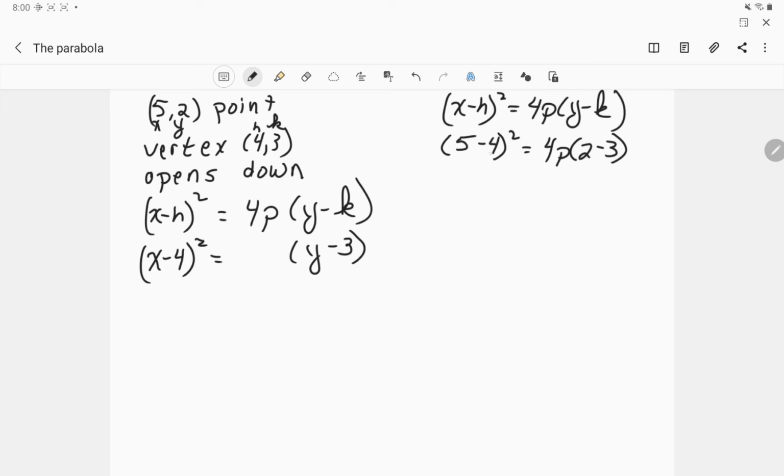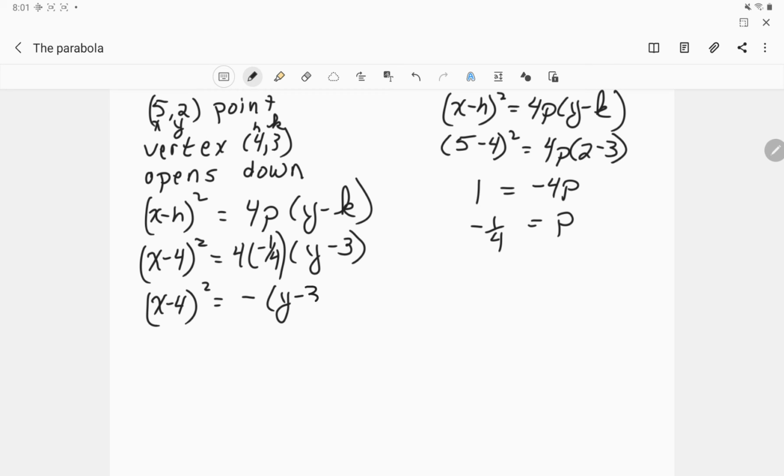So I have 5 take away 4, that's 1, squared is 1. I have 2 take away 3, which is negative 1, times 4, which is negative 4p. So p is negative 1/4, right? Because I just divided both sides. And it makes sense that it's negative because the parabola opens down. So the only thing I have to do to put it in standard form is 4 times negative a fourth is negative 1. You can put the 1 there if you want, but it's unnecessary. And so this is standard form.